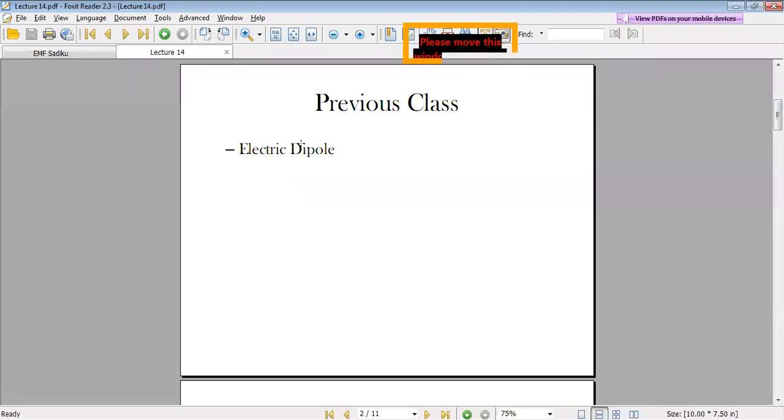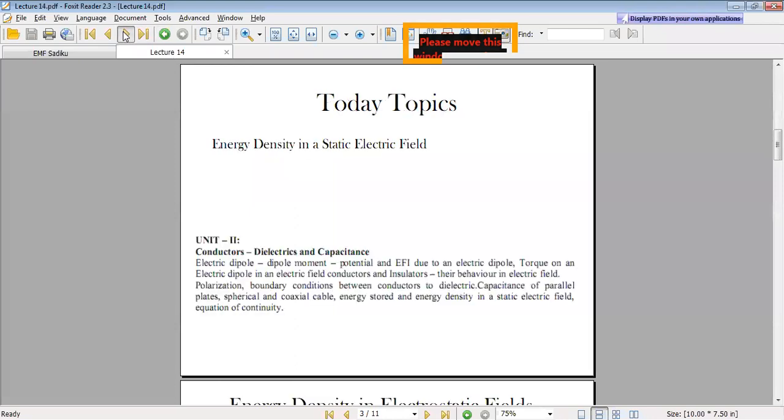What is meant by electric dipole moment? P bar equals Q times D bar is the electric dipole moment. So we have seen the electric dipole and electric dipole moment in the last class. Today we are going to discuss the energy density in a static electric field.